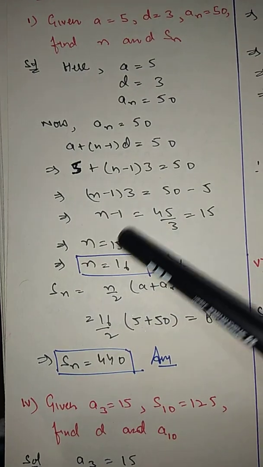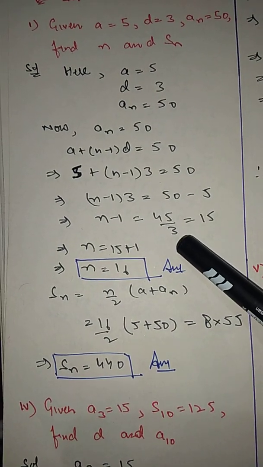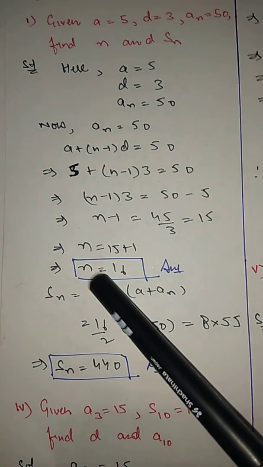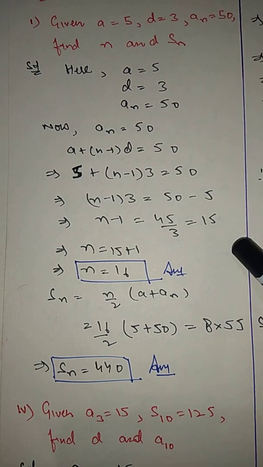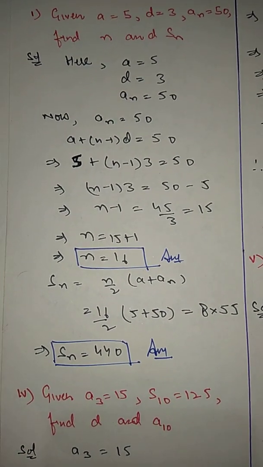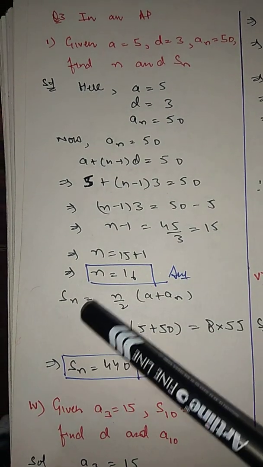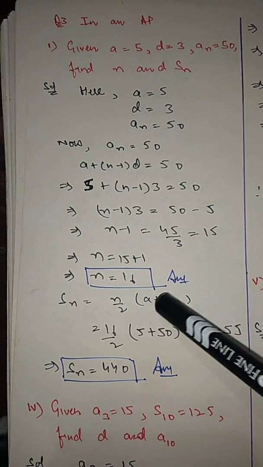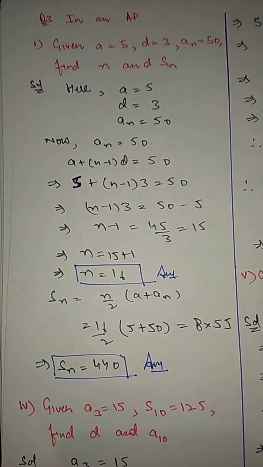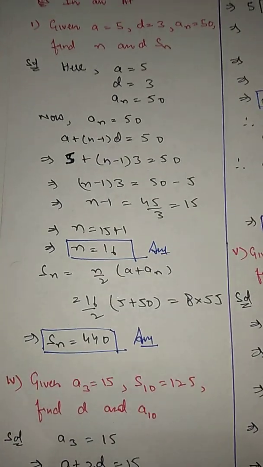It gives n minus 1 is equal to 50 minus 5 is equal to 45, and 3 is transposed to the RHS as divisor. 45 upon 3 gives us 15. So n is equal to 15 plus 1, because 1 is transposed to the RHS and becomes plus, so n is equal to 16. So we have found n as 16, and using the formula Sn is equal to n by 2 into a plus an. As in the previous videos we have explained, you can use the formula Sn is equal to n by 2 into a plus an, where an is given.